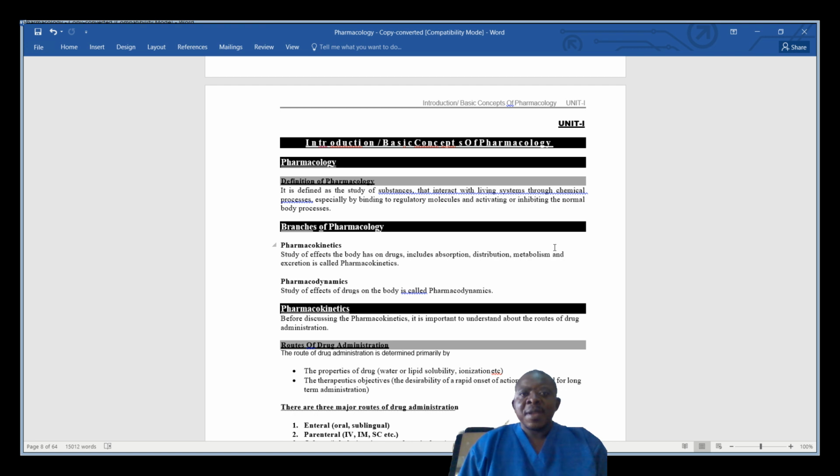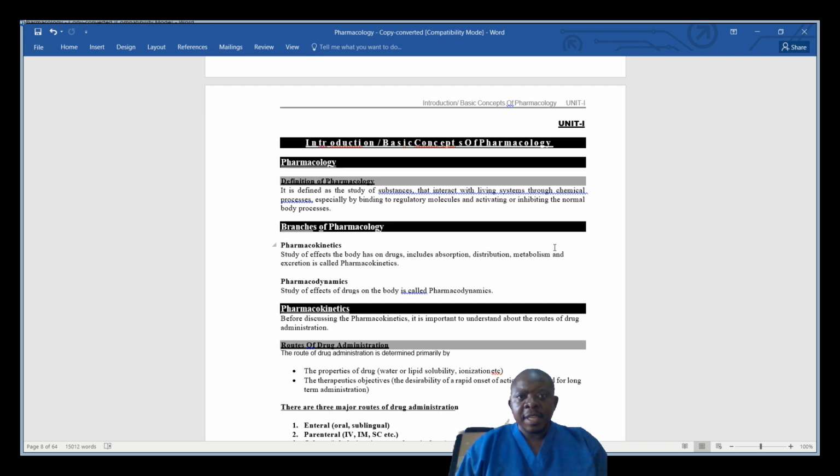So when we are looking at pharmacokinetics, we are looking at ADME. When I say ADME, we are saying we are looking at absorption, distribution, metabolism, and excretion of the drug. So in pharmacokinetics, we are necessarily looking at the effect that the body has on the drug.